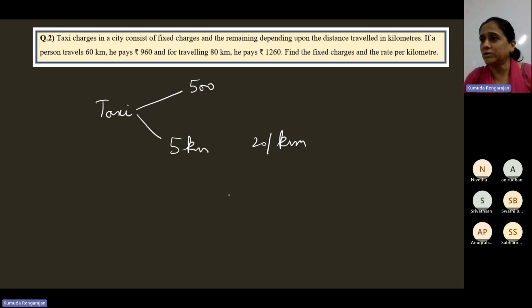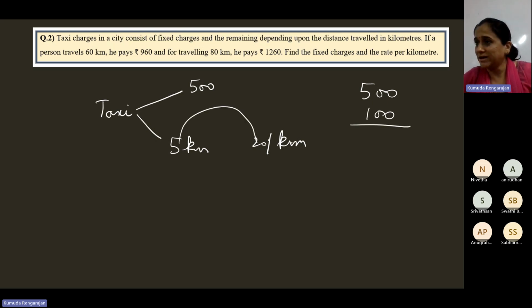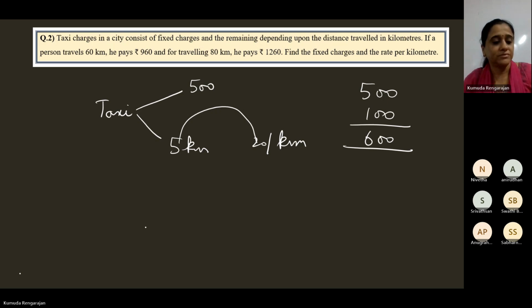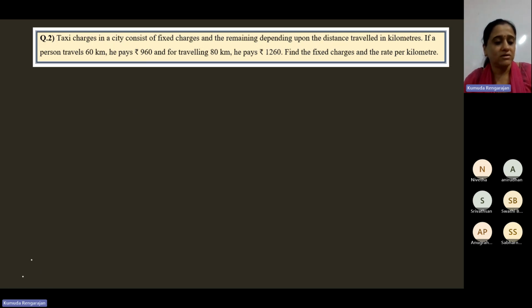So if you go 5 kilometers, he says 20 rupees per kilometer. So what will be the total bill? You'll have to pay 500 and then 5 into 20, 100, right? 5 kilometers into 20 rupees per kilometer, so 100 rupees. So totally you will give him 600 rupees. So that's the situation explained here.